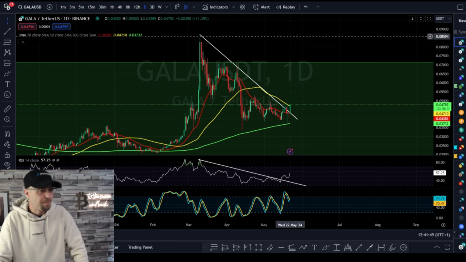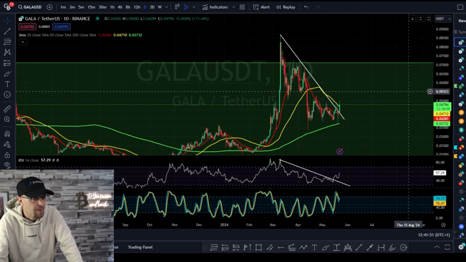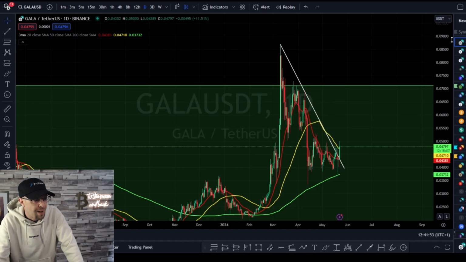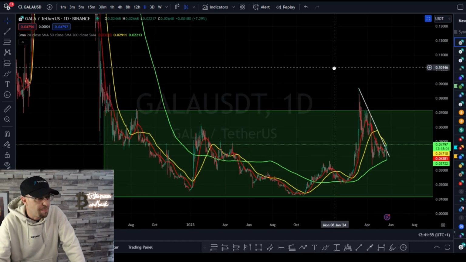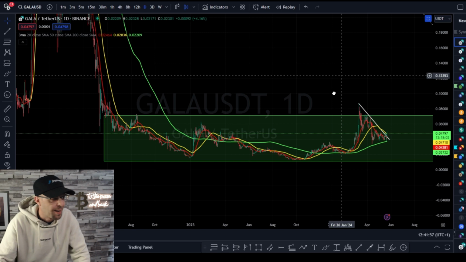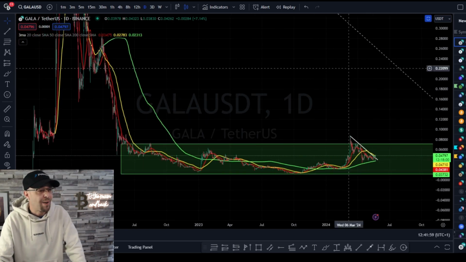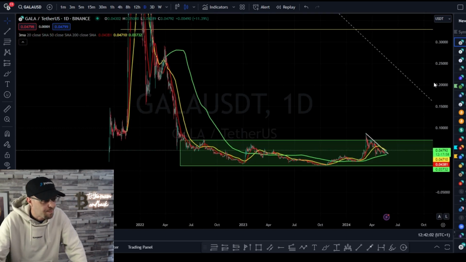Right, investment. Get rid of the RSI. And just zoom out a little bit to show you exactly where Gala's been before. And we talk about gaps on this channel, the importance of gaps. What do I mean about gaps? I mean this here.